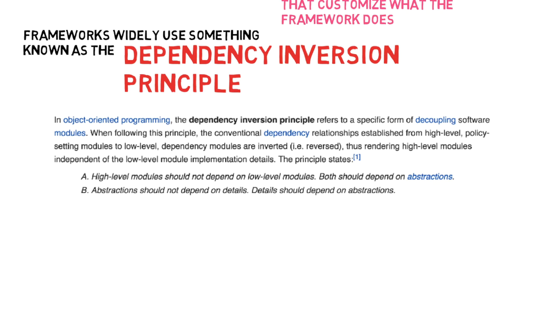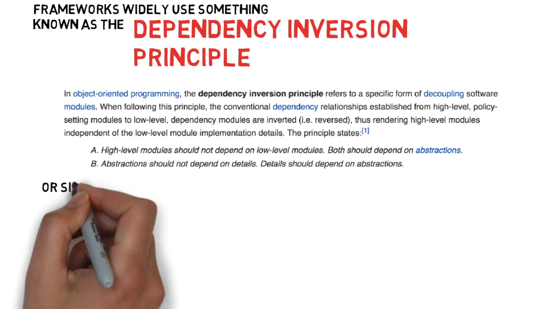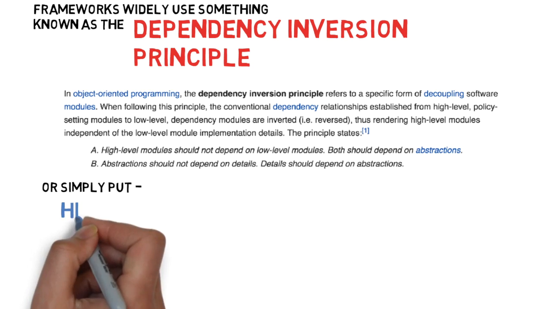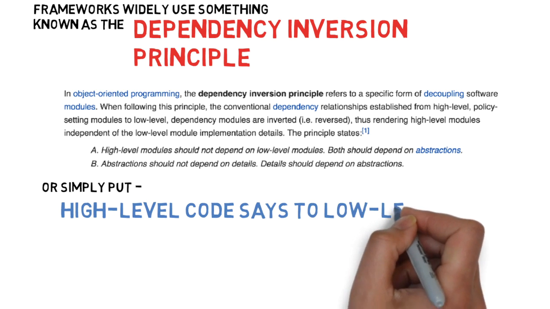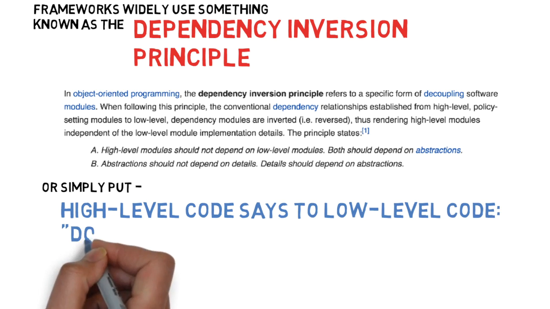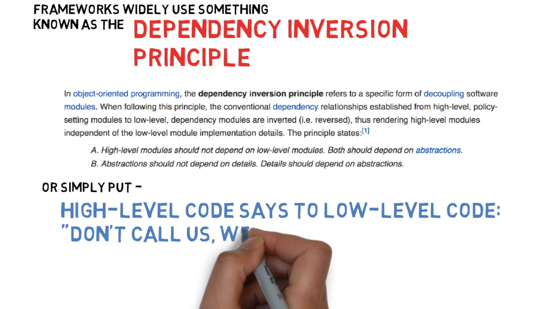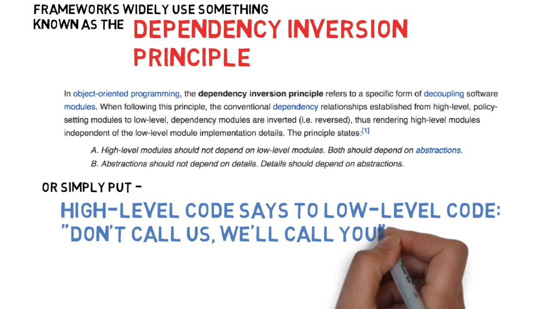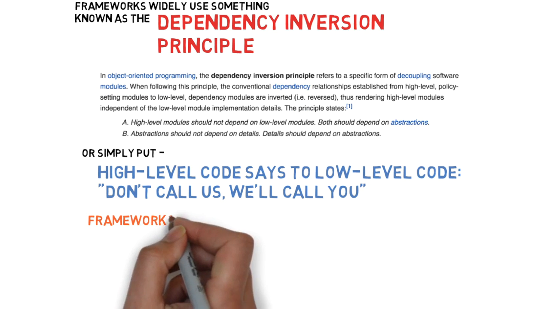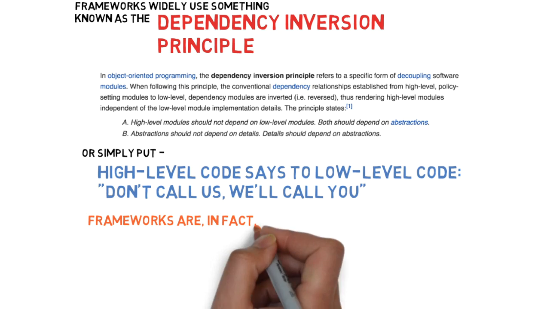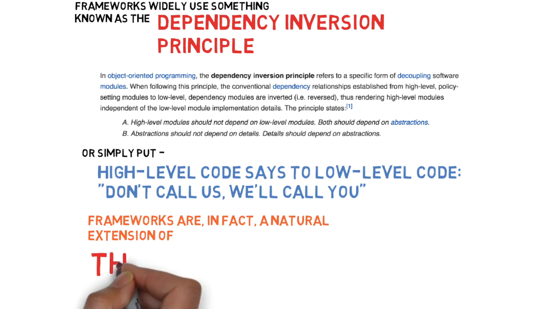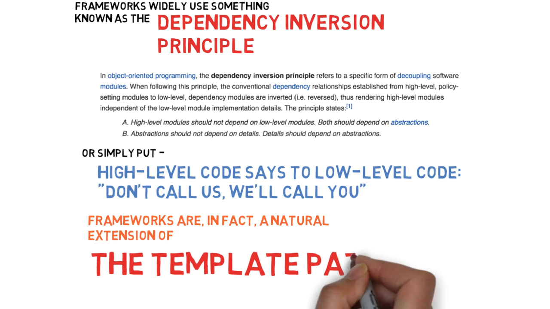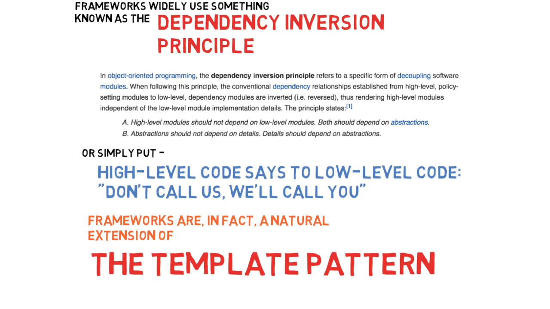Alright, was that too much for you? Let's try to state it in simply one line. You can say that high-level code says to low-level code, which takes care of the nitty-gritty, don't call us, we'll call you. Basically, the high-level code tells low-level code, we will call you to get our job done, do not call us. This is the dependency inversion principle. And frameworks built on these principles are a natural extension of the template pattern.